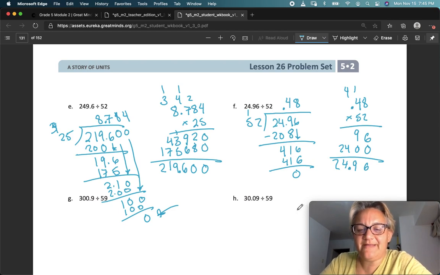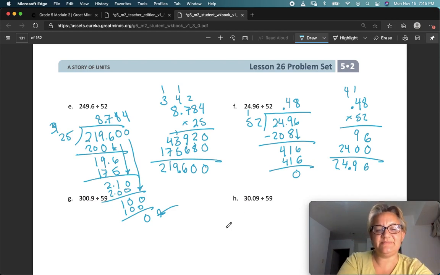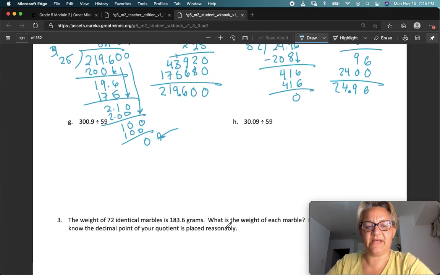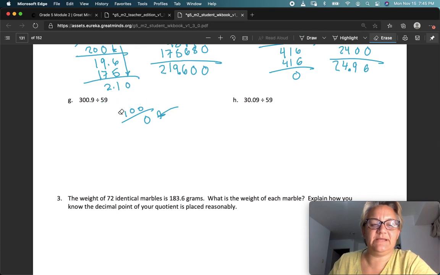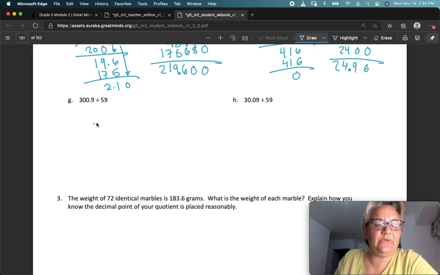Are you seeing how all that multiplication practice and all that decimal practice, now we're doing division with decimals, how it all builds up together, doesn't it? Okay, I'm going to erase this so we can see it. You can always go back in the video if you need to remember what I wrote.